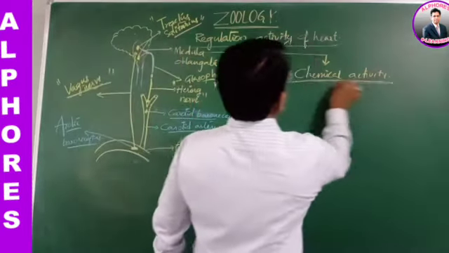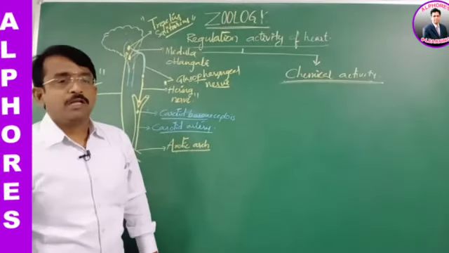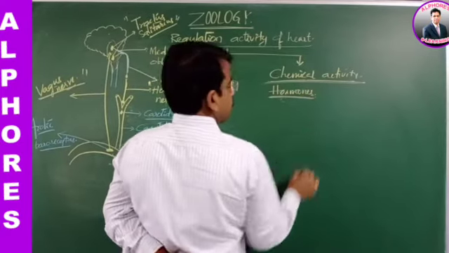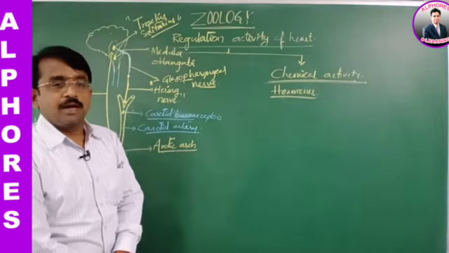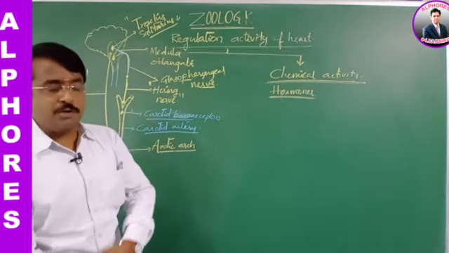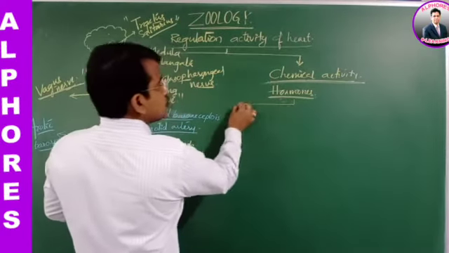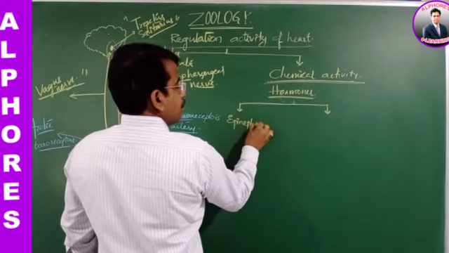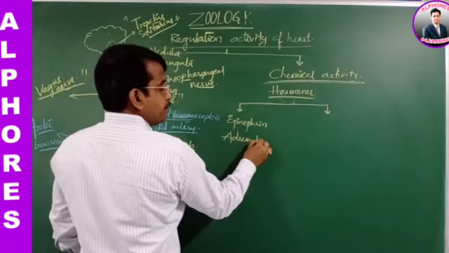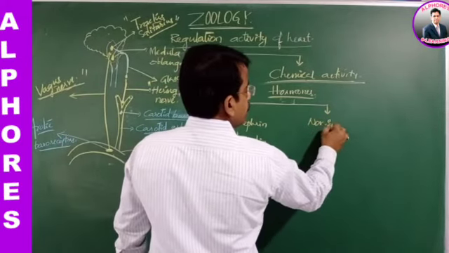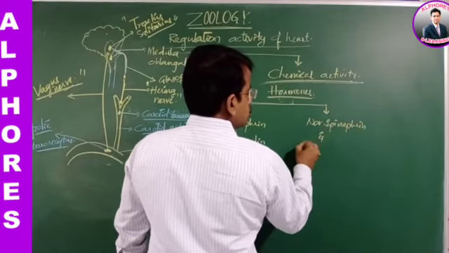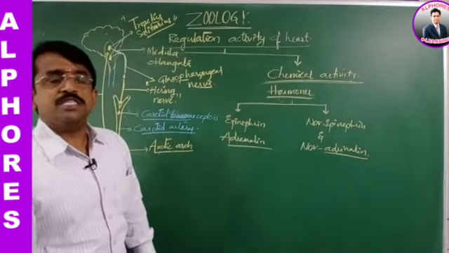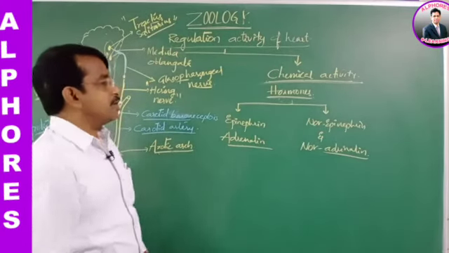The second one is named the chemical activity. The chemical, in the sense, basically the hormones. Hormones are chemical messengers, and these also regulate the heartbeat. In what way? Generally, the hormones named epinephrine, or adrenaline, and norepinephrine, also said to be noradrenaline, are the two hormones released from the medullary region of the adrenal gland.